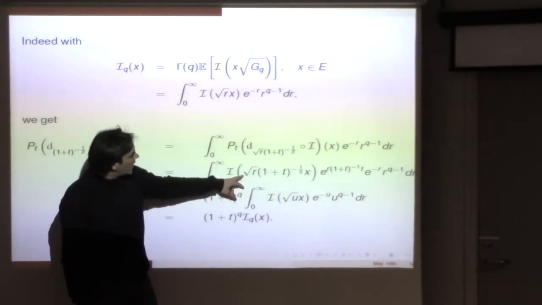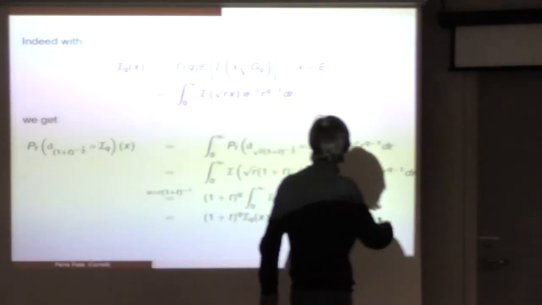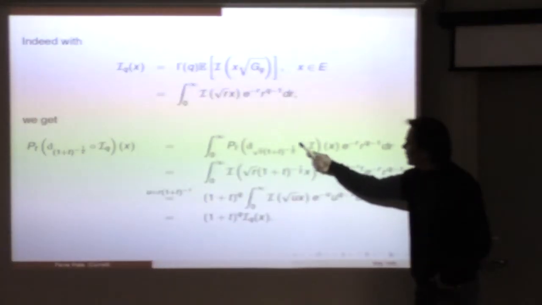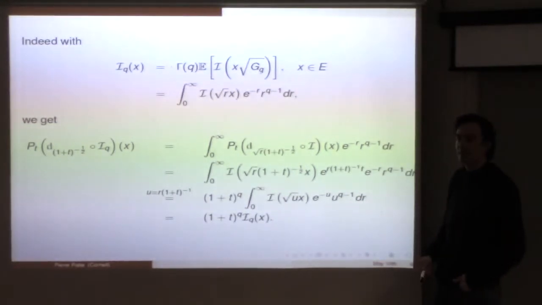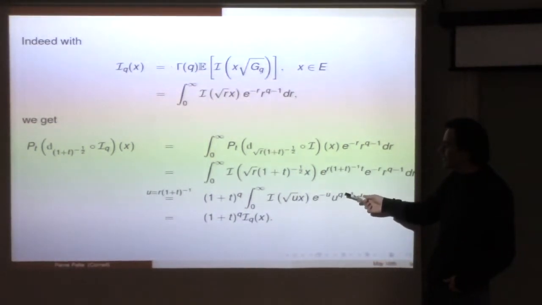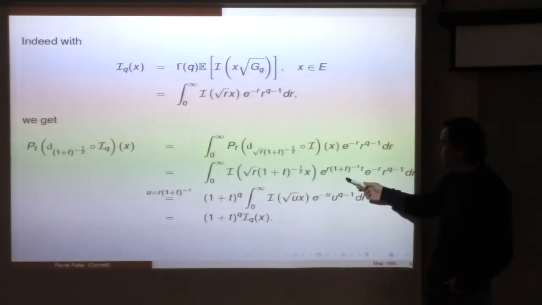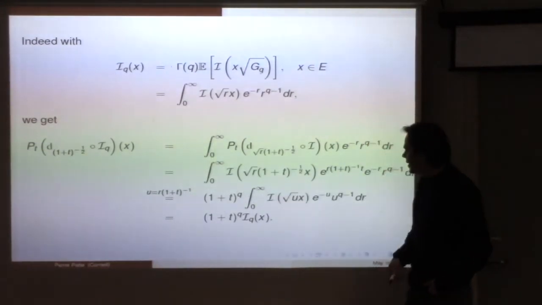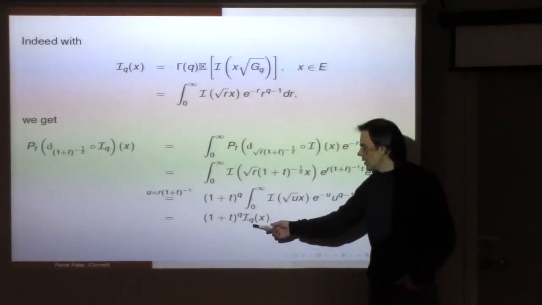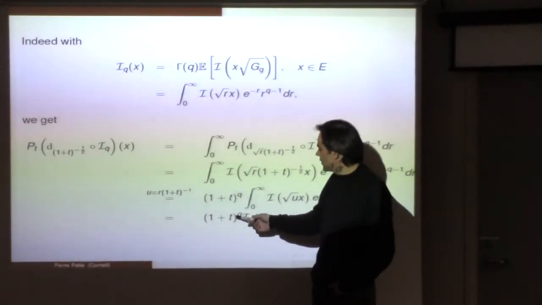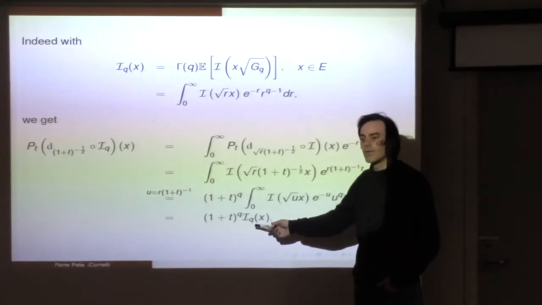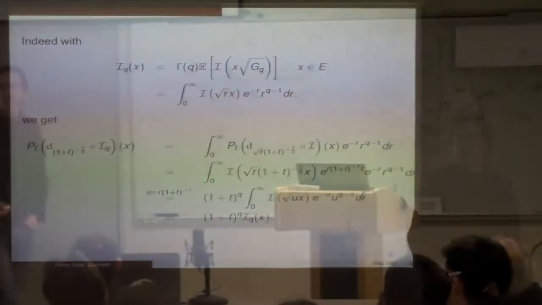The invariance of I gives me this expression, and here is the fact that this function is R over 1 plus T invariant. Then I'm simply using a change of variable, which is expressed here, and I'm going back to this function IQ. So what I obtain is 1 plus T minus Q times this term is IQ, which was the statement.